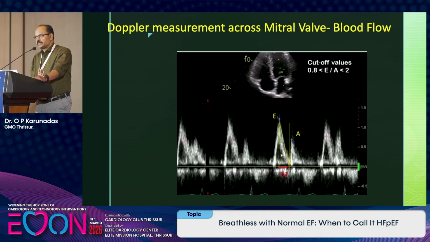You will see a picture like this in the echocardiogram. You have two velocities. One is called the E velocity, that is the maximum flow, and second is the A velocity, that is due to the atrium pumping the blood at the end of diastole. If the ventricle is compliant, E will be large, A will be small. As diastolic dysfunction sets in, E becomes smaller. The blood doesn't flow naturally, the atrium has to pump. So the E by A ratio reverses.